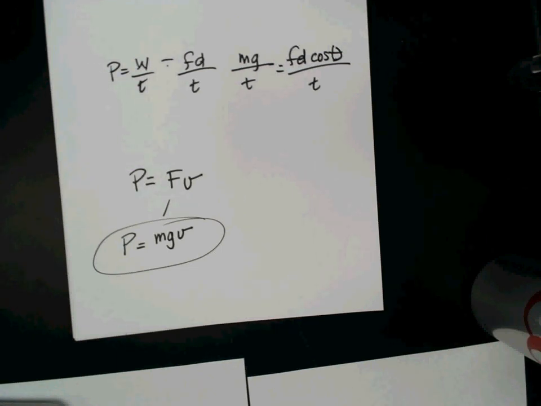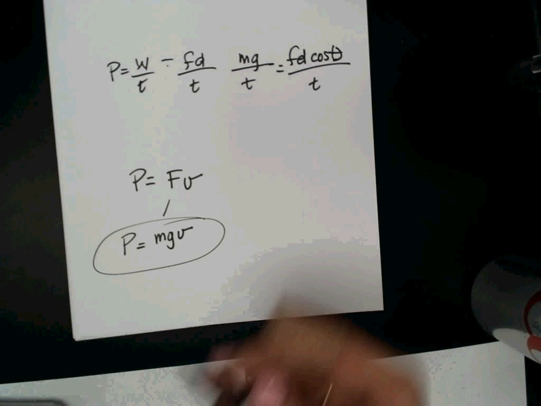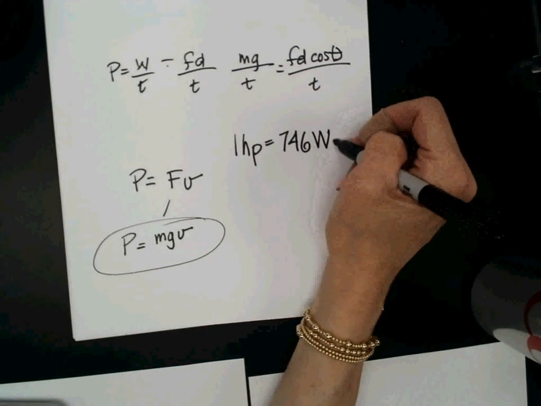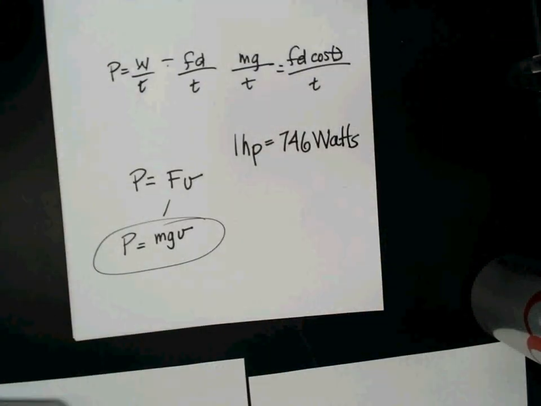Oh, here's a good question for you. What do we measure power in, in the United States? Do you know? Horsepower, good. You know where that harkens back to, like 200 years ago when they settled the United States. How did they farm? With horses. 1 horsepower is equal to 746 watts.